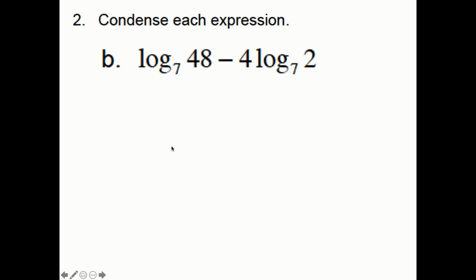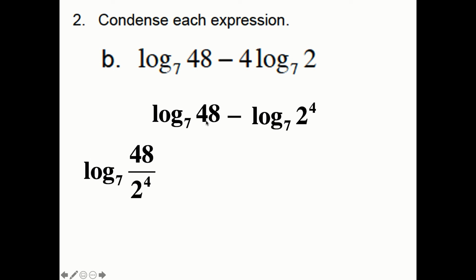For part B, we have log base 7 of 48. This 4 is going to become the exponent to the 2, like so, log base 7 of 2 to the 4th power. Now we have the minus, meaning we're going to make this be dividing. So I have log base 7 of 48 on top over 2 to the 4th on the bottom.